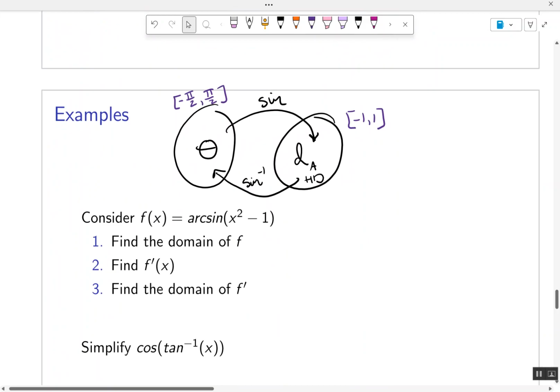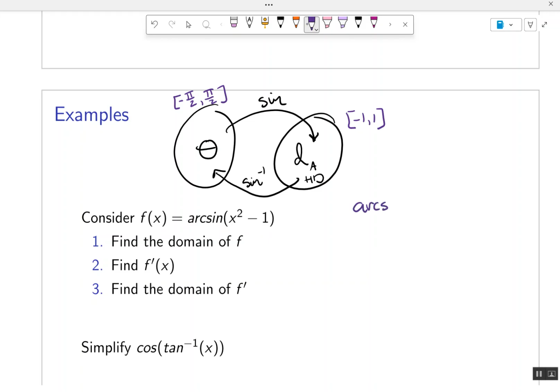Okay, so here's a little reminder. We have a function that takes an angle measure in and spits out the distance above the horizontal diameter. That is my sine. We restrict the domain of sine to go from negative pi halves to pi halves, including both of those numbers. And the max and min values of sine are negative 1 and 1, and we get every number in between. So now we're saying, okay, consider this function arcsine of x squared minus 1. Find the domain of f.